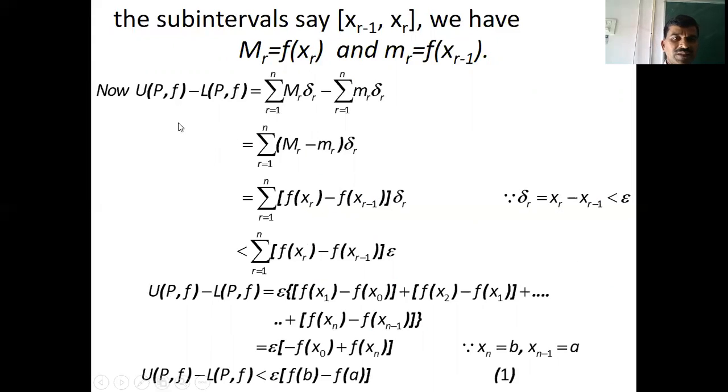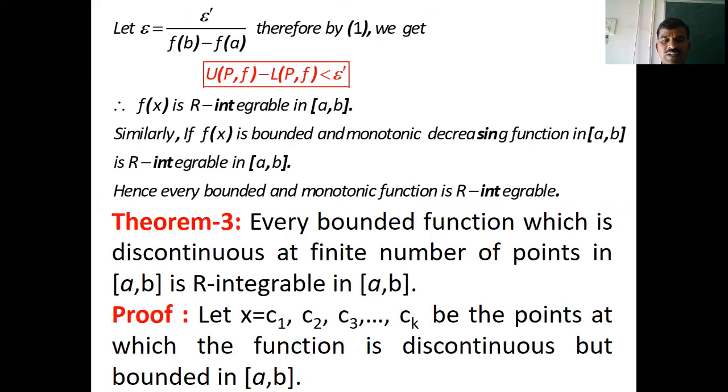Now let us start with the definition of UPF minus LPF, where capital Mr is f of xr and small mr is f of xr minus 1, with delta r less than epsilon. Expanding this summation, we wind up with f of xn minus f of x naught, that is f of b minus f of a. Also, let epsilon be epsilon prime by f of b minus f of a, then equation 1 becomes satisfied. So obviously this function is also R integrable in the closed interval AB.